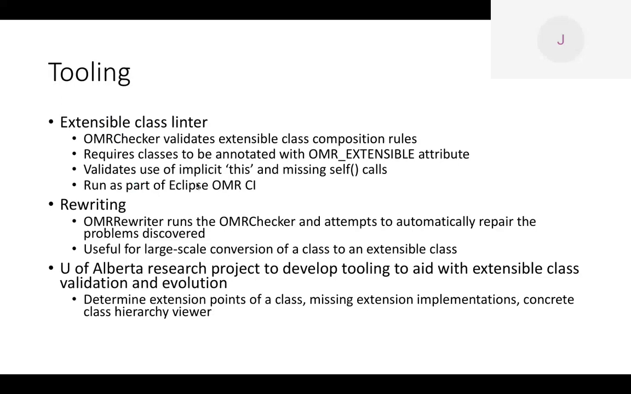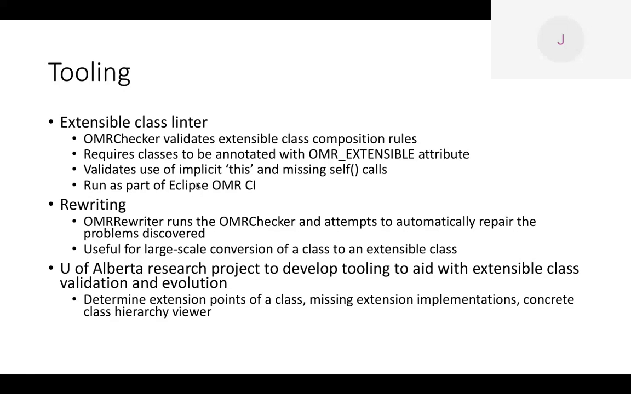We do run this kind of checker on every build in Eclipse OMR. There is a linter job that runs over the code, so it'll reject anything that fails like this. There's also tooling to help rewrite classes. So if you came across, and this isn't necessarily as useful as it was in the past, a class hierarchy that isn't currently extensible but you'd like it to be, there are some tools available.